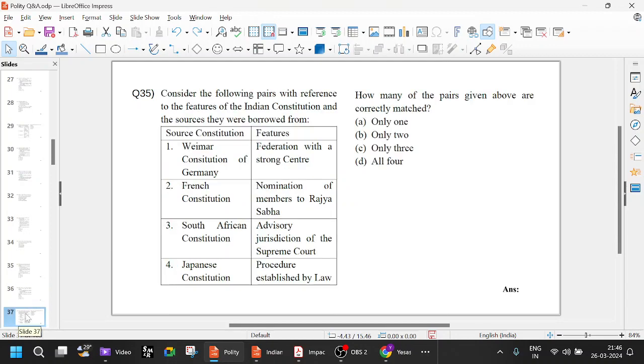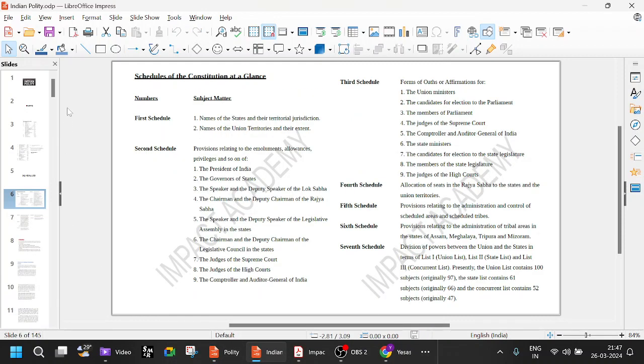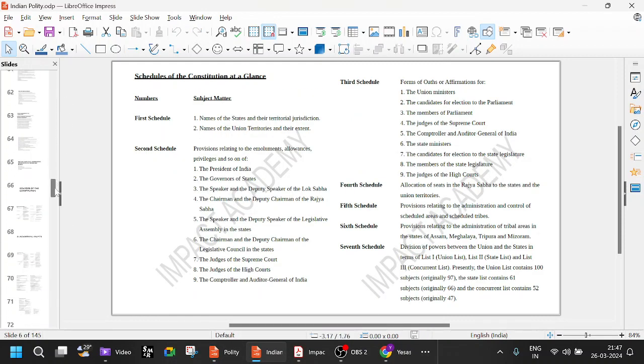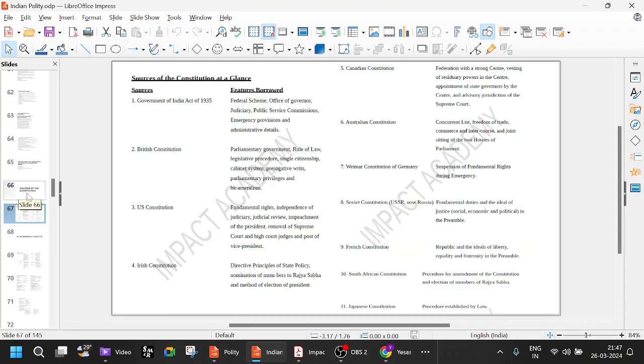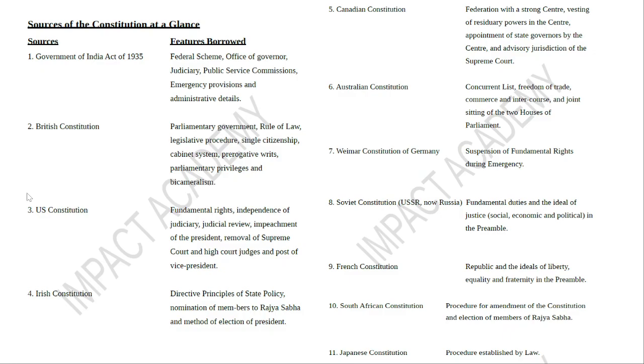So this is a very standard question and frequently asked. The source of the Constitution. Consider the following with reference to the features of the Indian Constitution and the sources. So it's talking about Germany, French, South Africa, Japanese, right? So let us go to the sources of the constitution. Questions are frequently asked on this, so try to observe everything.